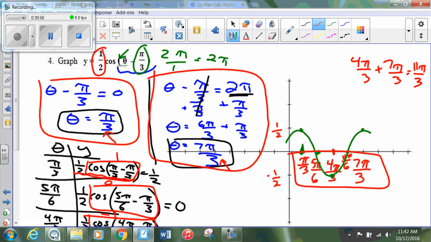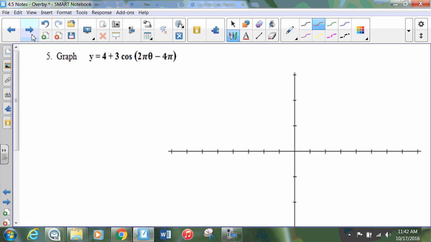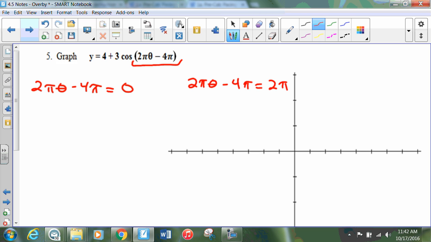Okay. All right, let's do the next one. First step, there's no shortcut. I have to set this whole thing equal to 0, because that's where it usually starts, and it usually ends at 2 pi. But now reality sets in, we have to solve for theta.